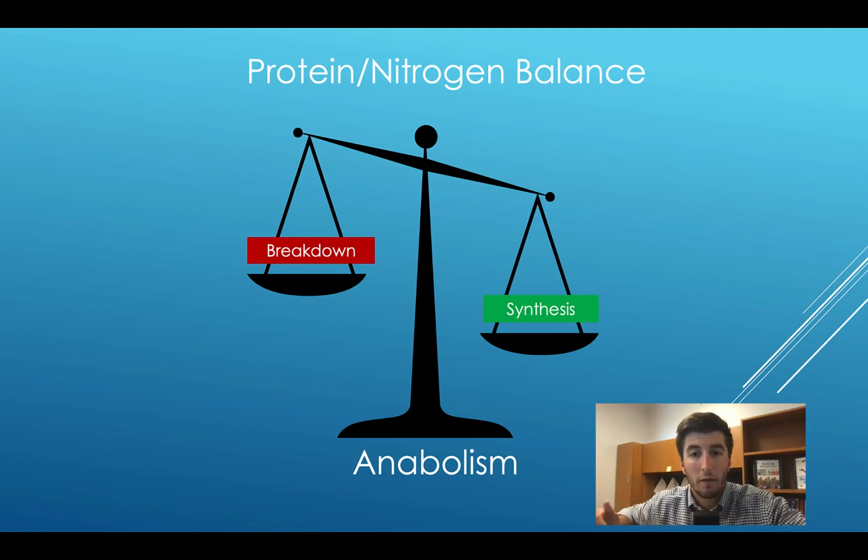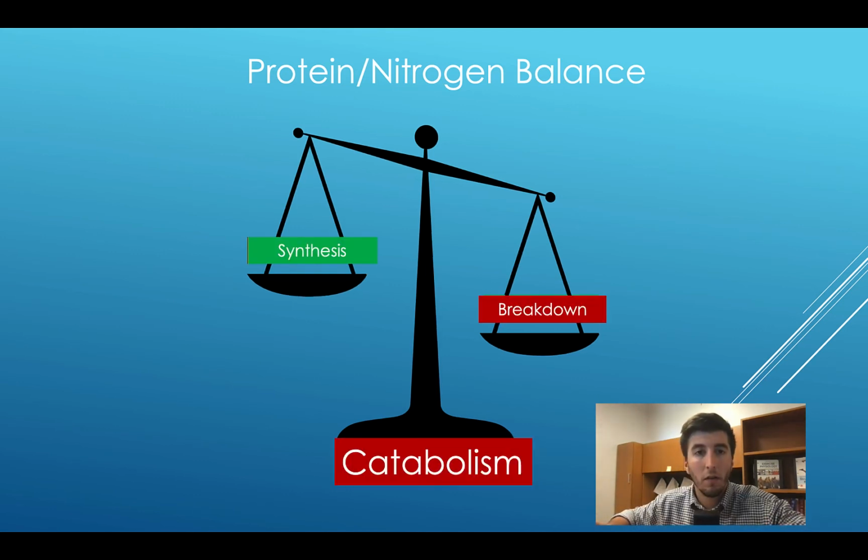So when we actually consume protein in high enough levels that we're producing more proteins and we're building muscle and we're using it as a building block, that's called anabolism or anabolic. This is why things like anabolic steroids have the term anabolic, because it's increasing the protein synthesis. So anabolism means synthesis is outweighing or is greater than the breakdown of proteins.